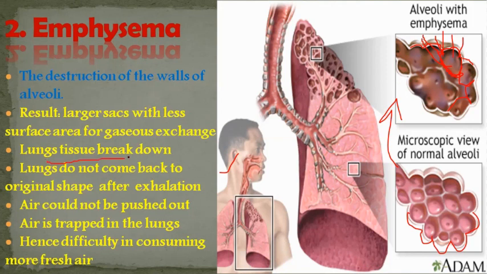So lung tissue breaks down actually. You can see this part, the lung is suffering from emphysema. Here are some hole-like structures. That is the destruction of alveoli walls in the lungs. This is permanent actually, it cannot be cured. So the lungs do not come back to their original shape after exhalation.